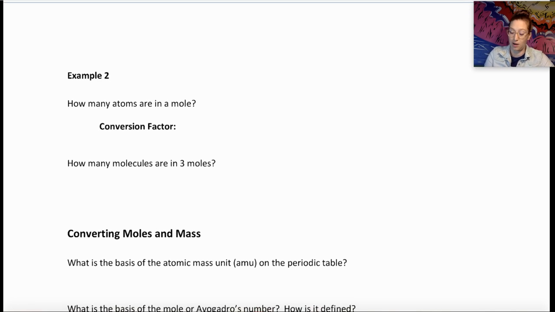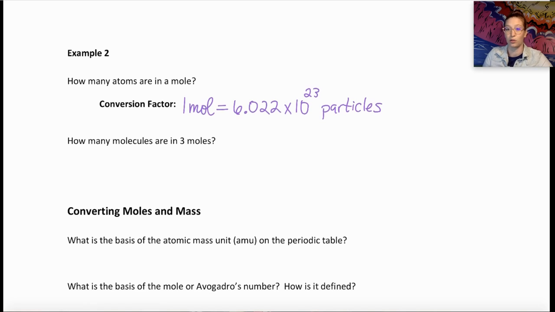So if I want to know how many atoms there are in a mole, we're going to use that conversion factor of 1 mole equals 6.022 times 10 to the 23rd particles. And remember, particles can be atoms, molecules, formula units, ions. Just the name of the particle type depends on what type of substance we're looking at. We've got 3 moles of a substance, and we want to know how many molecules there are.